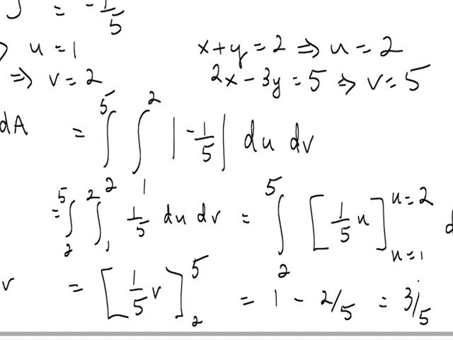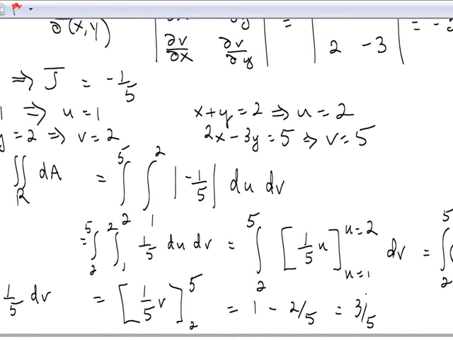Any questions on this problem? So these questions are quite long, all right? But if you take them one step at a time, find the transformation, find the Jacobian, find the new region, set up your integral, you are fine. Okay?